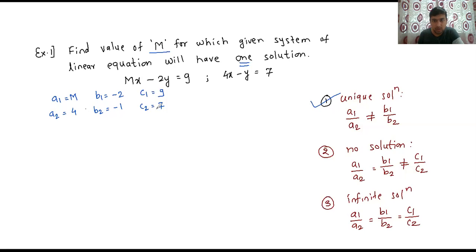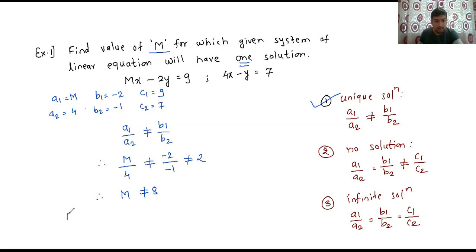So to get a unique solution or one solution, what is the condition? Condition says a1 upon a2 should not be equal to b1 upon b2. What is a1? M upon a2 4 should not be equal to, what is b1? Minus 2. What is b2? Minus 1. So that means I can write this not equal to 2 upon 1, or simply you can write 2. So what will be m? M should not be equal to 8.